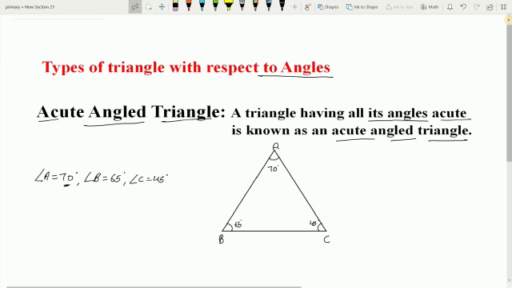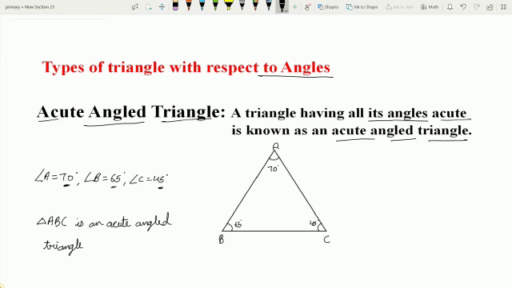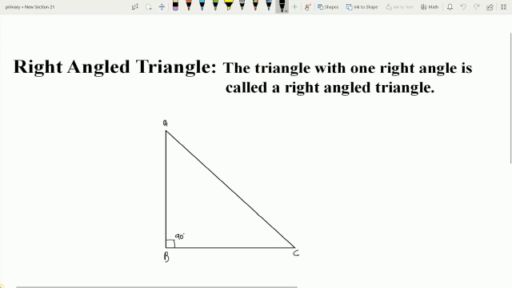और ये सारे ही एंगल्स क्या हैं? 90 से कम है। तो ये सारे ही क्या हुए? acute angle हुए। So we can say triangle ABC is an acute angled triangle. And next is right angled triangle.